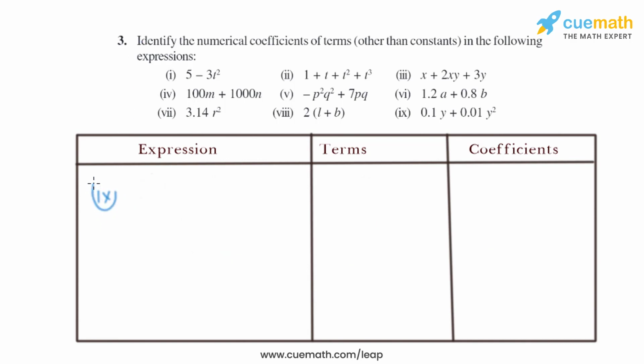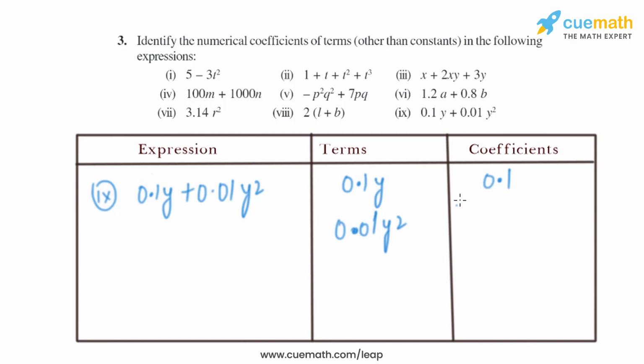In the ninth part, the expression that is given is 0.1y plus 0.01y square. So the terms are 0.1y and 0.01y square. As y is a variable over there, in 0.1y we are multiplying y with 0.1. So 0.1 is a constant, so its coefficient will be 0.1. Similarly, in 0.01y square, the coefficient will be 0.01.